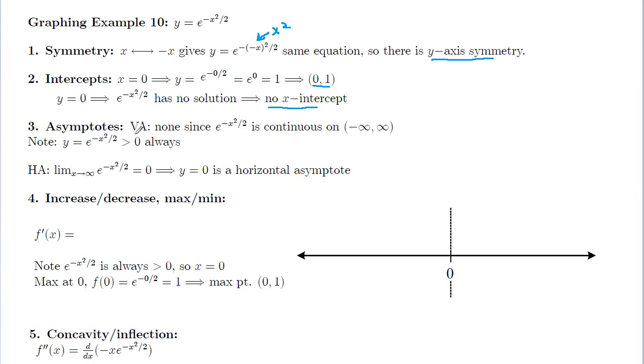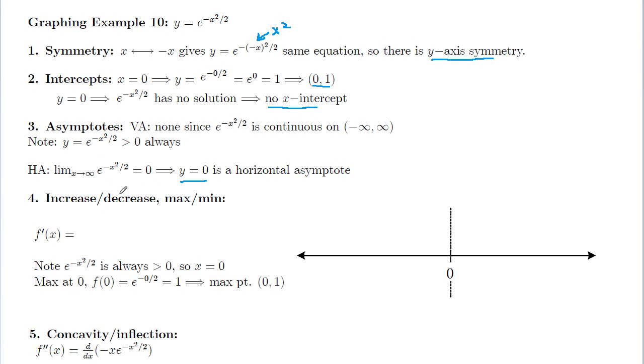For asymptotes, vertical asymptotes, there are none because that function is continuous. It doesn't have any zeros in a denominator where it would be undefined. And also, if it's continuous, then it can't have a vertical asymptote. That's continuous everywhere. And then notice that e to the negative x squared is always greater than 0, so it's going to be above the x-axis. For horizontal asymptotes, we look at the limit as x goes to infinity of that e to the negative x squared over 2. So if your x is getting bigger, e to a big negative power, that's going to go to 0. So y equals 0 here is your horizontal asymptote.